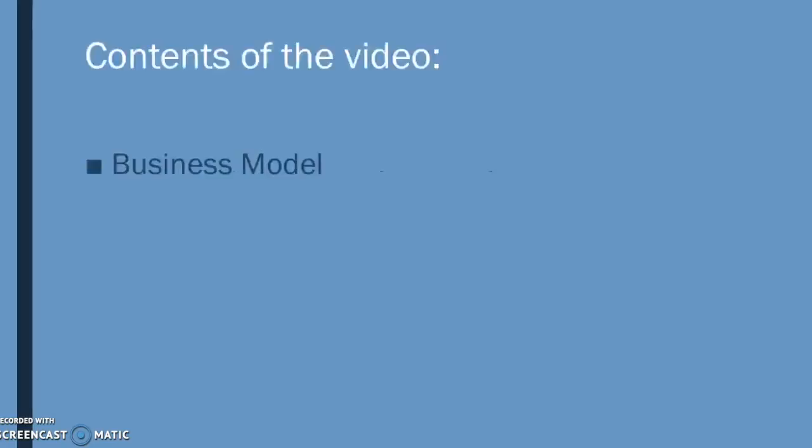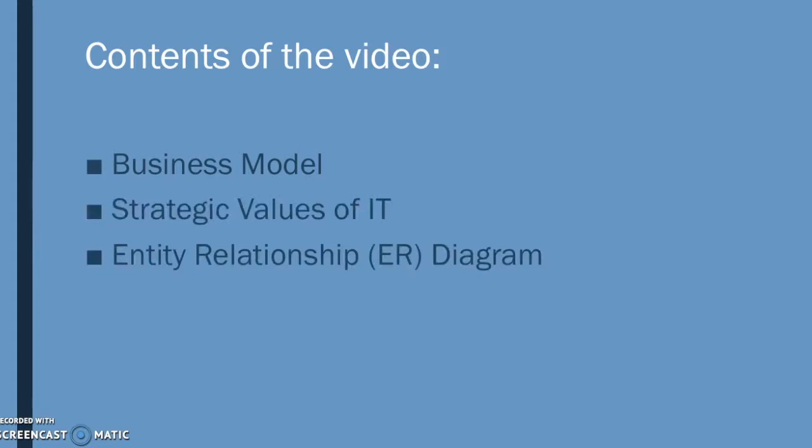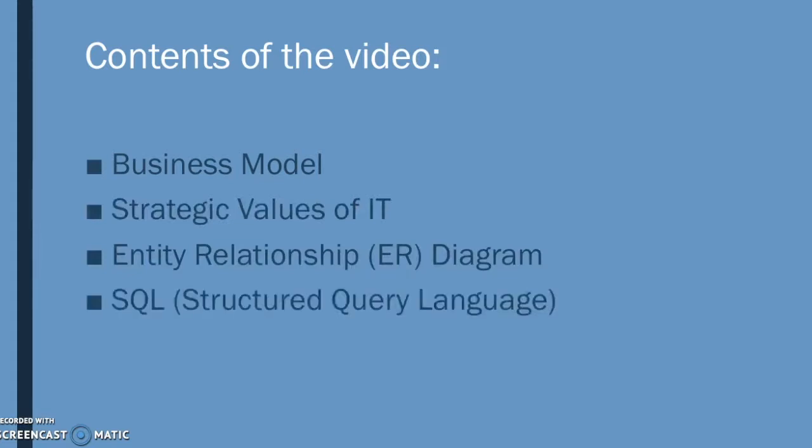In this video, we will describe ASOS's business model and explain the strategic values of IT. We will then go on to look into a possible entity relationship diagram that ASOS may incorporate for the purpose of their website. After this, we will run through the database and how the structured query language is created behind the website. Finally, we will end our video with recommendations on how ASOS can improve their web interface.